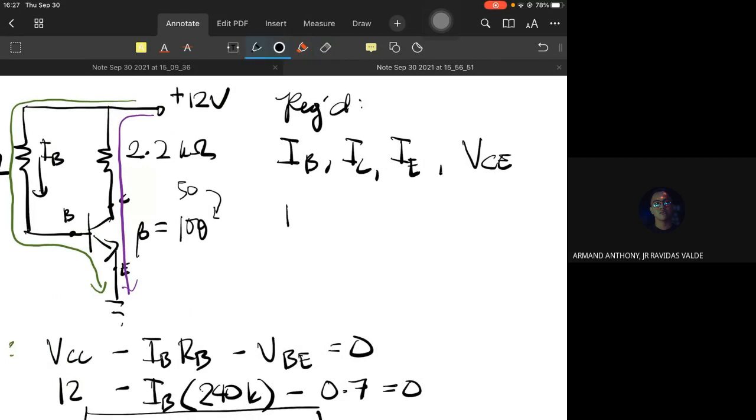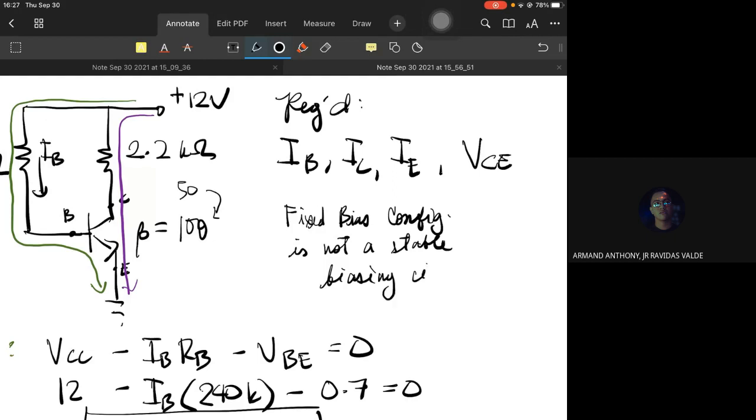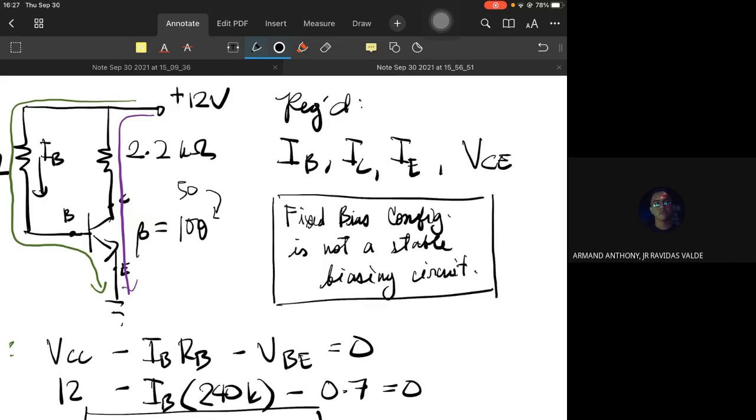The fixed bias configuration or circuit is not a stable biasing circuit. Because if the value of beta changes, all the others change significantly.